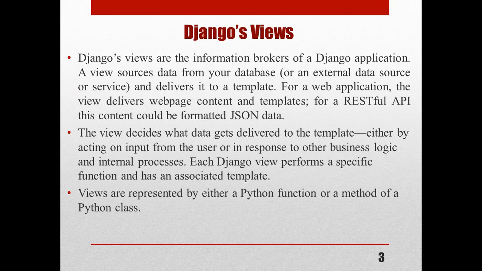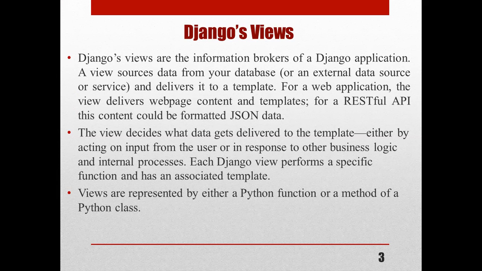Django views are the information brokers of Django applications. The view sources data from your database, or an external data source or services, and delivers it to a template. When your user sends a request to the Django application, Django works as a controller, as we have seen in the Django architecture in the last lecture. The controller sends that request to the view, and the view sources the data from the database and delivers it to a template.